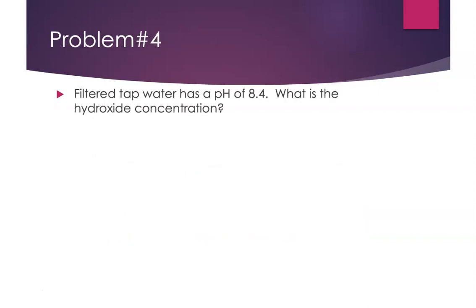Problem number 4. Filtered tap water has a pH of 8.4 in this particular scenario. What's the hydroxide concentration? So here's the plan. This is actually a 2-step problem. I don't have an equation that goes from pH to hydroxide ion concentration. I do know that if I have the pH, I can calculate the pOH. And if I know the pOH, I can find the hydroxide ion concentration.